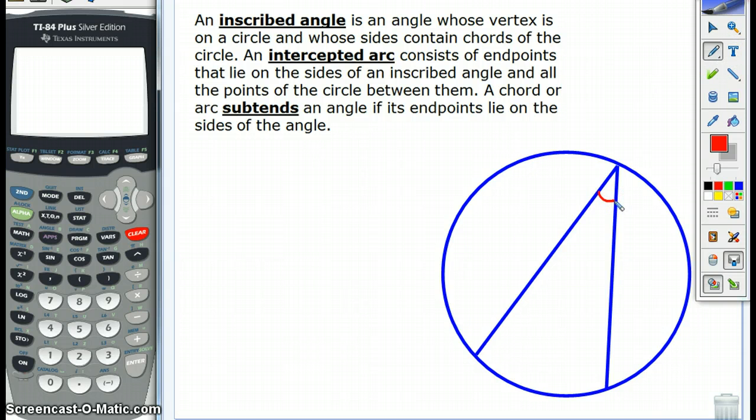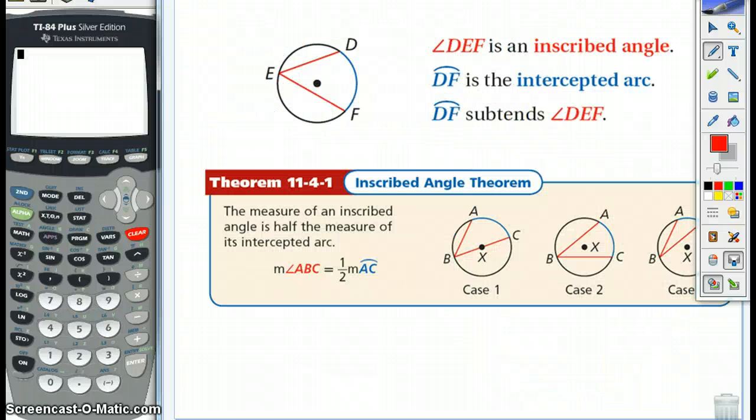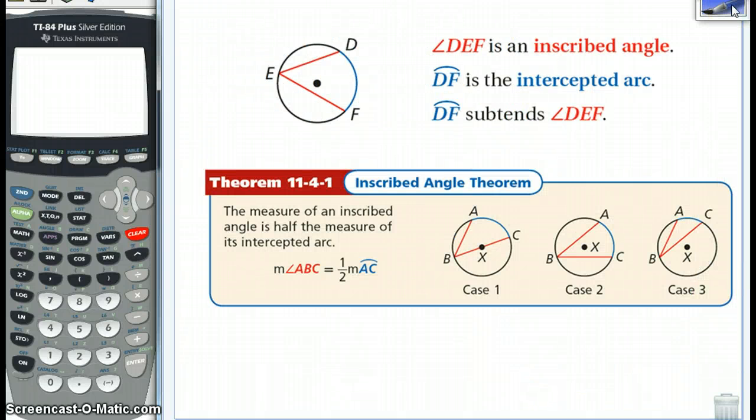The intercepted arc consists of the endpoints that lie on the sides of the inscribed angle. This is the intercepted arc, and a chord or arc subtends an angle if its endpoints lie on the sides of the angle. So that chord right there subtends the angle. So here's the boring stuff that the book says.